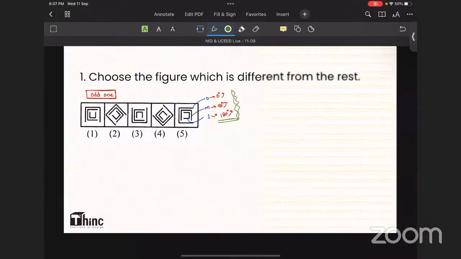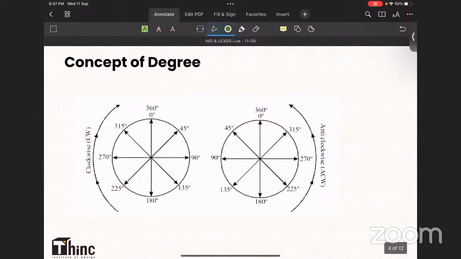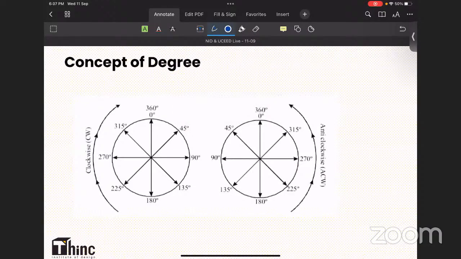So let's have a look over here, the concept of degrees, all the angles. Always having an idea about these angles is very much helpful in different sections of this particular exam. So over here, we can start with clockwise: 0 degree rotation, 45, 90, 135, 180. You can see that the flow is happening in clockwise direction.